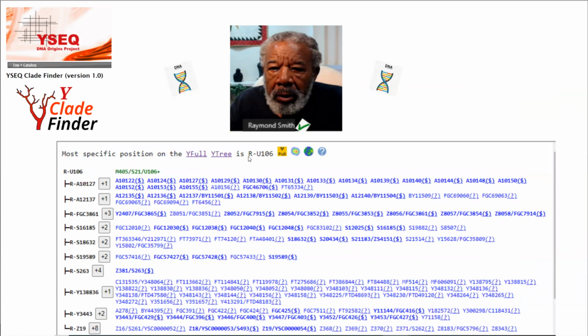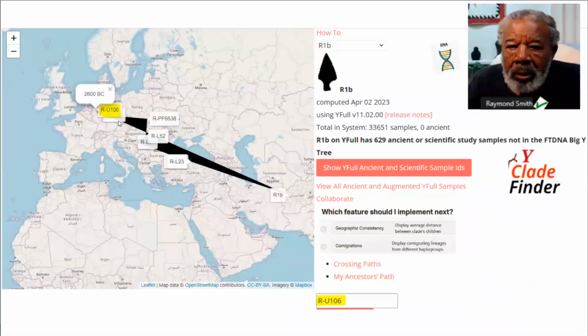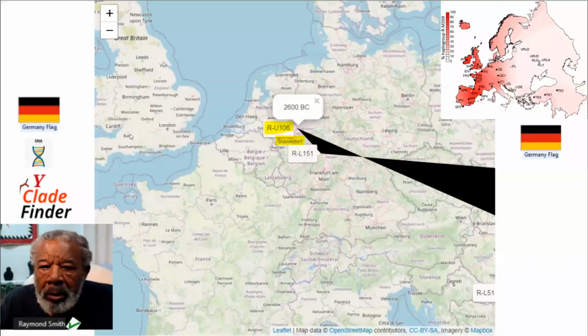And so what does that tell us? Well, if we look at it more specifically, it looks like we're in Europe. If we laser in even more closely, at least at some point in history, RU 106 was in Dusseldorf, just north of Dusseldorf in Germany. So this is European DNA.